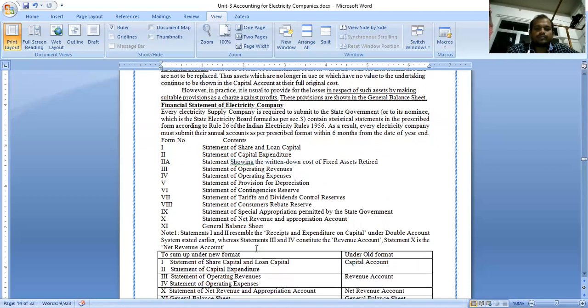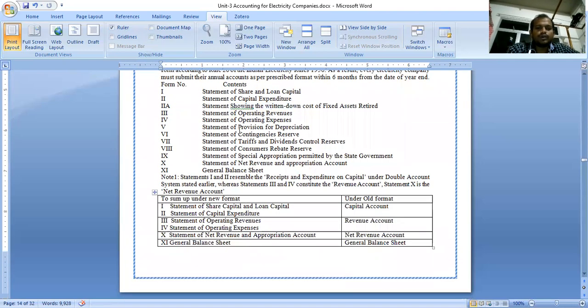So if you do observe, see, we just discussed the revenue account and net revenue account, okay, capital account and general balance sheet. So revenue account and net revenue account.